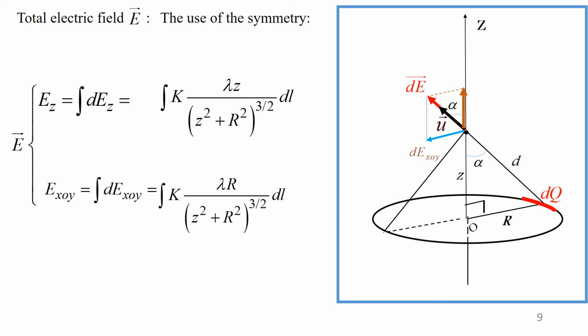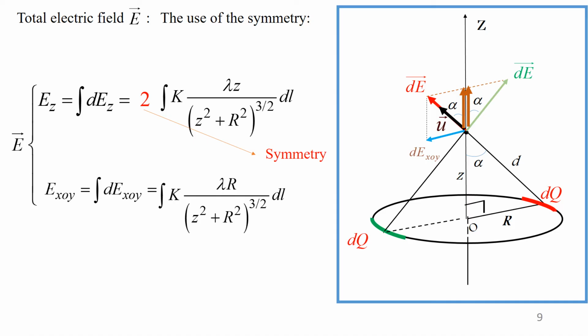Here you see in our ring, each dq has its symmetric in the other side, because we have the z-axis, which is the axis of symmetry. This charge dq produces an elementary field with the component dEz in the same direction and the same magnitude as that produced by its symmetric charge. Thus, due to the symmetry, we double Ez.